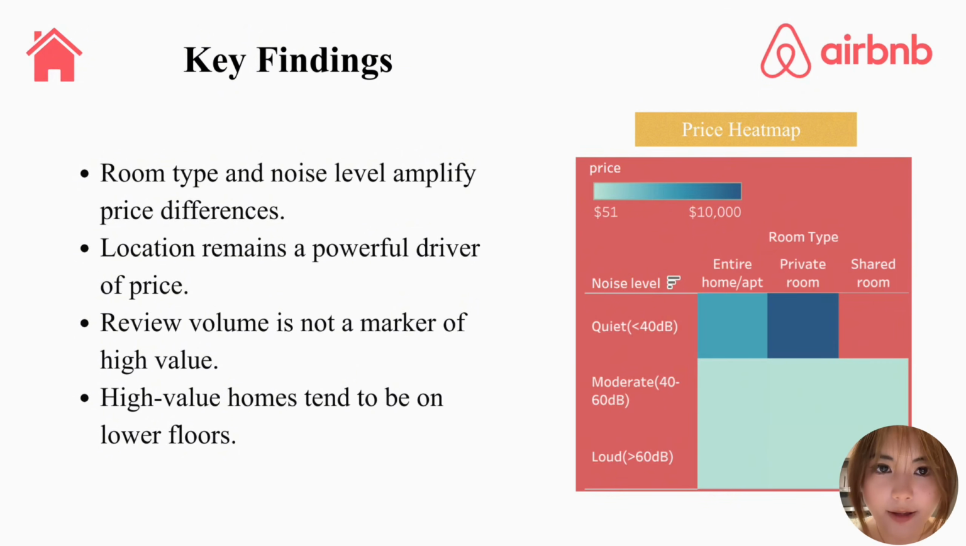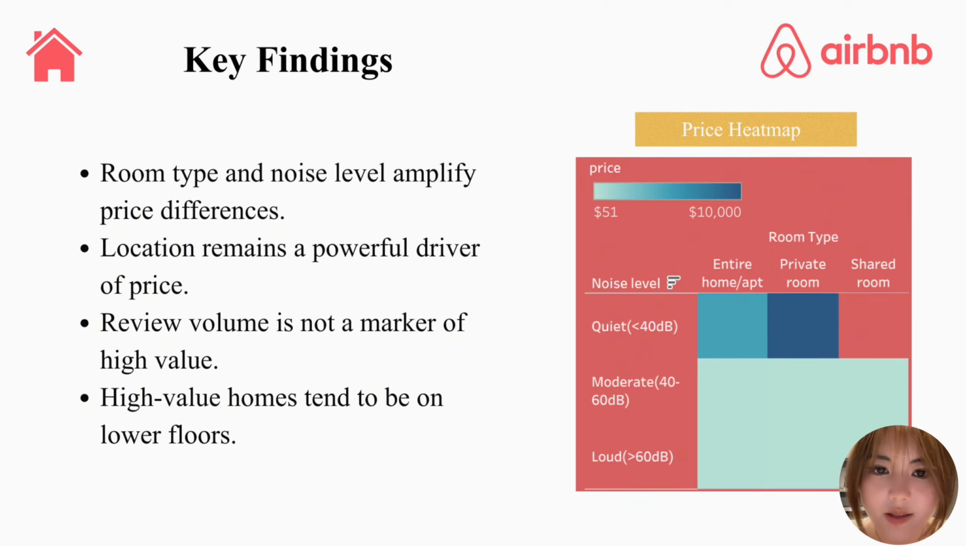First, room type and noise level together really push prices up. Entire homes and quiet homes both cost more. When we put these two together, the price goes even higher. We can see this clearly in the heat map on the right. The darker the blue, the higher the price. Look at the top row. Quiet entire homes show the darkest color, meaning the highest prices. That tells us the room type and noise level actually multiply each other's effect on price.